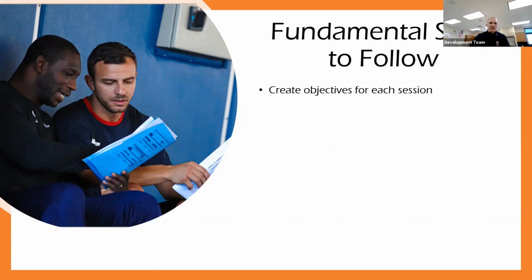The first one here is to make sure we create objectives for each session. What is it that you want to accomplish with those athletes on that particular day? For me, I always have the list of objectives. I don't always write them down specifically on the plan, but I have them written down in my notebook. And then one of the first things I do at the beginning of practice is indicate to them, here's what our objectives are for the day. Here's what we want to get out of today's practice.